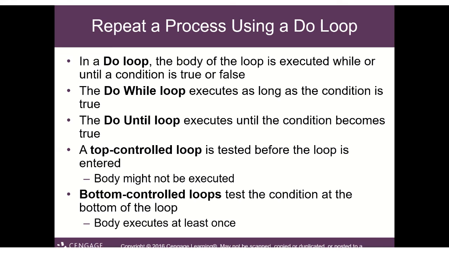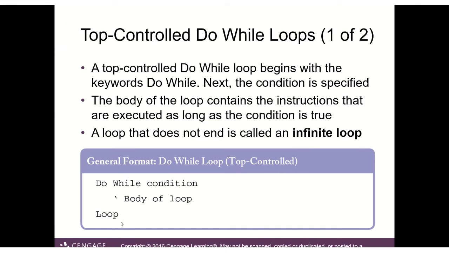A top-controlled loop is tested before the loop is entered. So it's a preconditioned loop, kind of. The body of the loop, that is the statements within the loop, may not execute. The bottom-controlled loop tests the condition at the bottom of the loop, so the body executes at least once. So we have two types of loops, top-controlled and bottom-controlled. A top-controlled loop example is Do While condition, and then you do the loop.